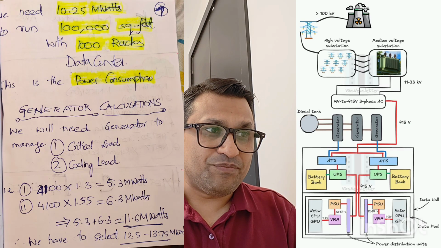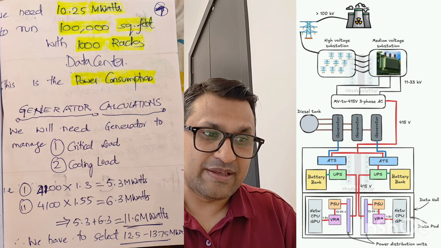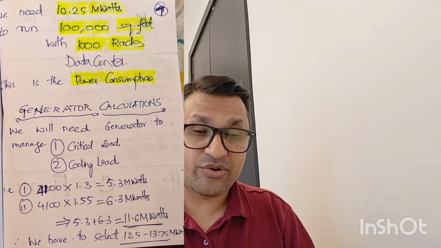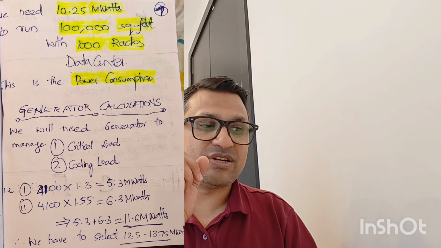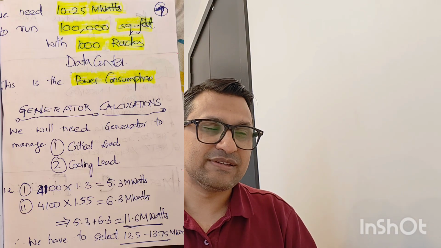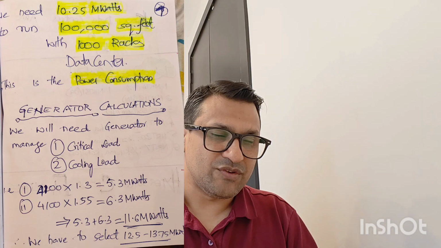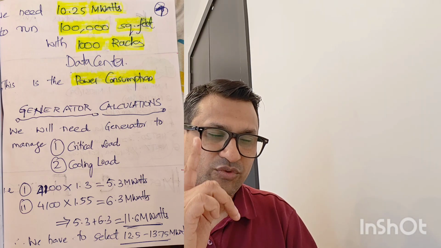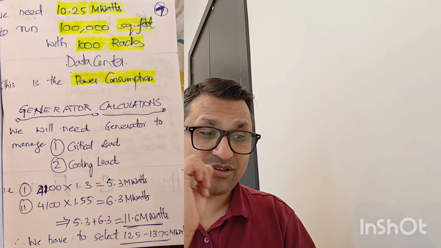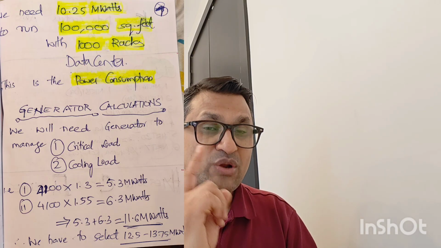So we have the critical load is 4100 and the cooling load is 4100. Now remember this, when we are designing a generator for a critical load, which is only the equipment, servers, racks, and the other equipment, we are multiplying by 1.3. So 4100 times 1.3 gives us 5.3 megawatts. For the cooling load, we are multiplying by 1.55.